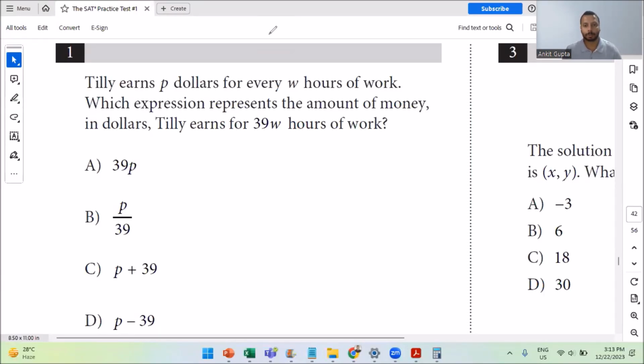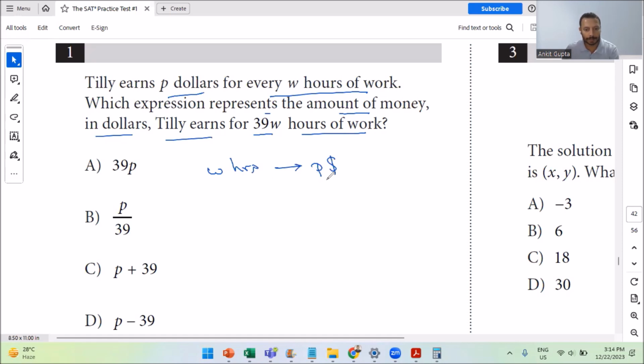In this video, we'll be solving SAT Practice Test 1, Math Module 2. Tilly earns P dollars for every W hours of work. Now, whenever you're solving a word problem, make sure that you're writing the equation as you're reading the statement. So that means for W hours, Tilly earns P dollars. Which expression represents the amount of money in dollars Tilly earns for 39 W hours of work?